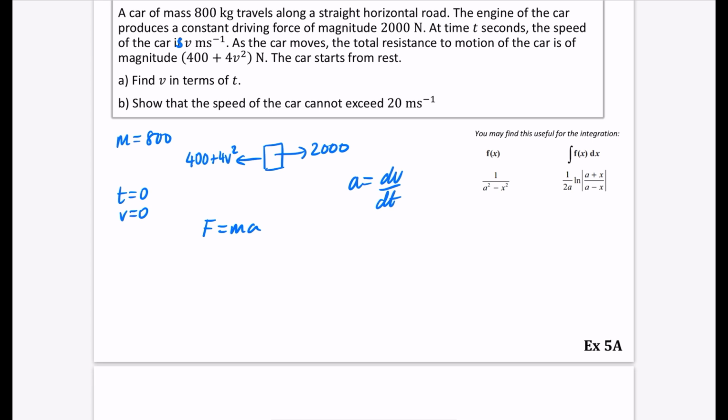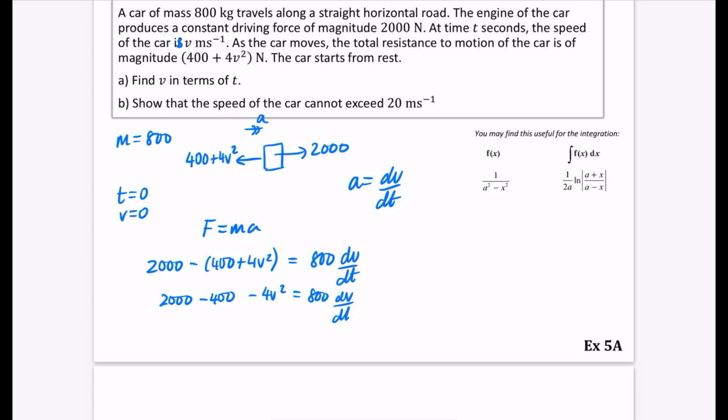So my force in this case, if I'm doing acceleration going towards the right like this, it'll be this one minus this one. So it's going to be 2,000 minus 400 plus 4v squared equals the mass, which is 800, times by the acceleration, which is dv/dt. So it's 2,000 minus 400 minus 4v squared equals 800 dv/dt, or 1,600 minus 4v squared equals 800 dv/dt.